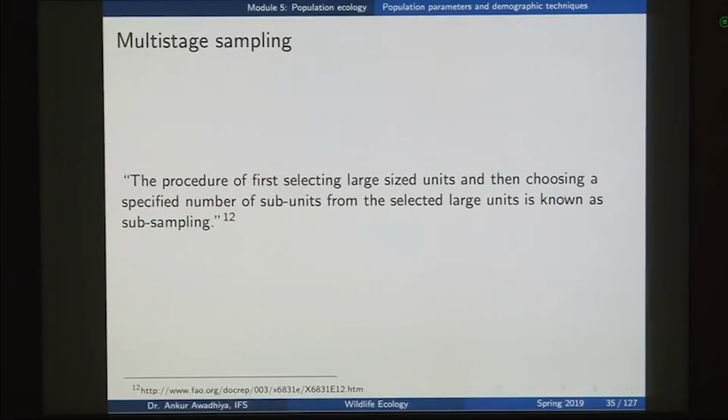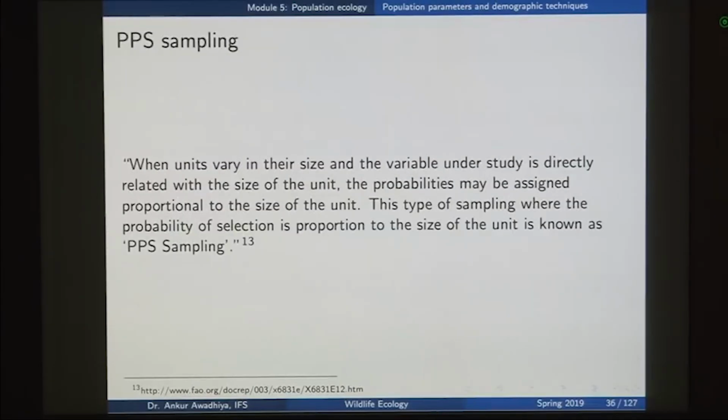So you are first selecting large size samples and then selecting smaller size samples from each of these large size samples. And the fifth one is probability proportional to size sampling, or PPS sampling. When units vary in their size and the variable under study is directly related to the size of the unit, the probabilities may be assigned proportional to the size of the unit. This type of sampling, where the probability of selection is proportional to the size of the unit, is known as PPS sampling.